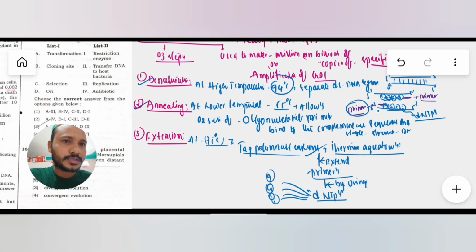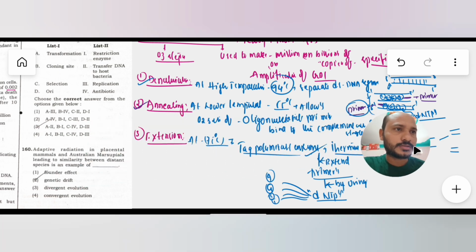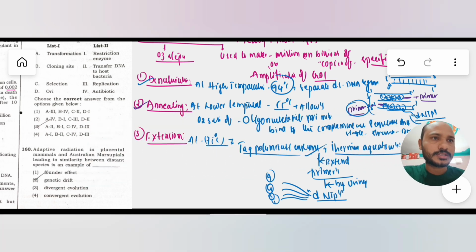By the end of the complete extension, from one double-stranded DNA there is a formation of two daughter double-stranded DNA molecules. So that is how each and every step occurs in the PCR technique. Now we need to identify which statement is correct. What are they asking in the question? Just wait.